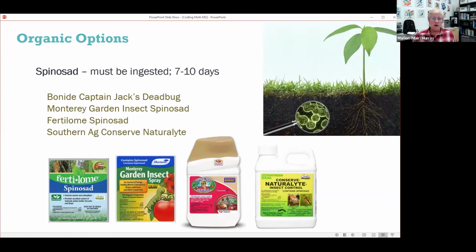Spinosad is another organic option. It is derived from naturally occurring soil bacteria. And there's a whole bunch of products that have spinosad that are readily available for backyard application. It lasts 7 to 10 days, a little bit less effective than that azadirachtin.